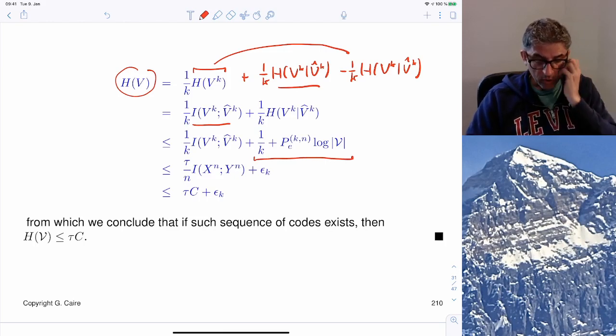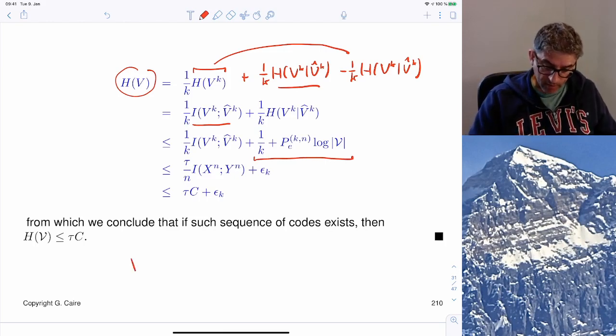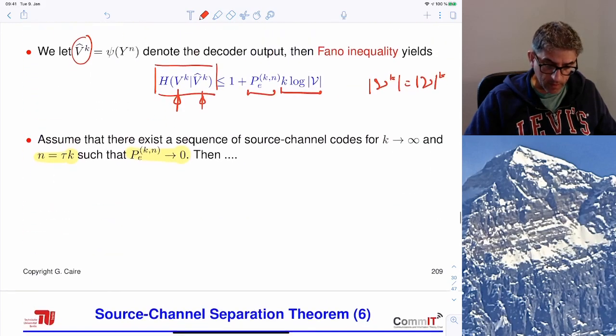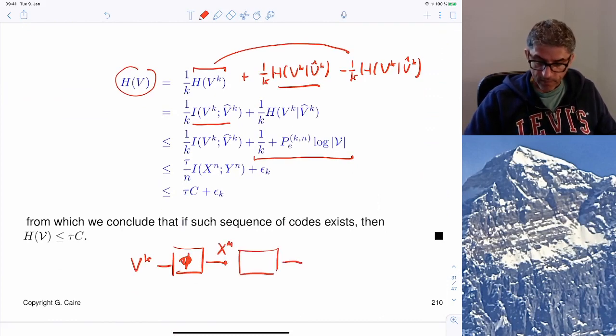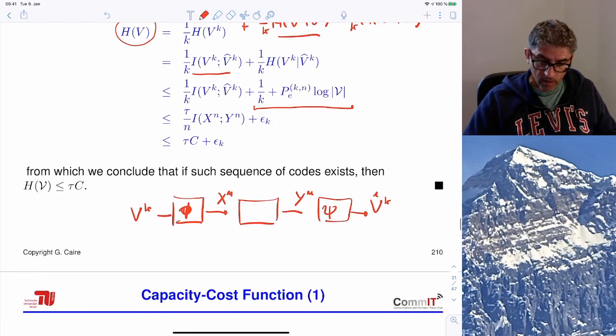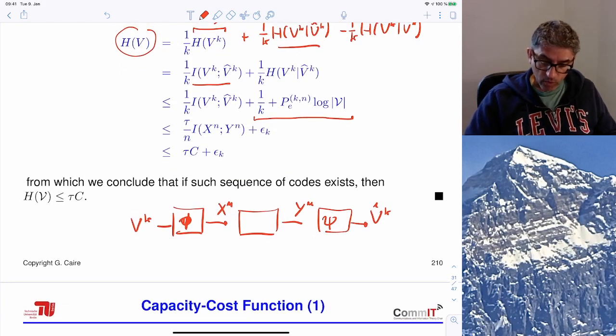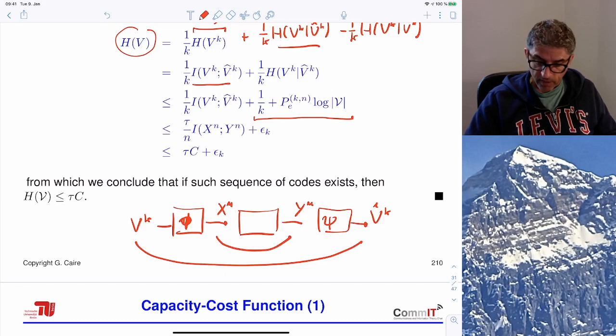And now we use the data processing inequality. We have V^k, the encoding function, was it phi or psi? Okay, the encoding function was phi. The encoding function phi, we have X^n, we have the channel Y^n, and then we have the decoding function giving V hat k, and we have that the mutual information from here to here is less or equal than the mutual information from here to here, because this chain of operations forms a Markov chain.